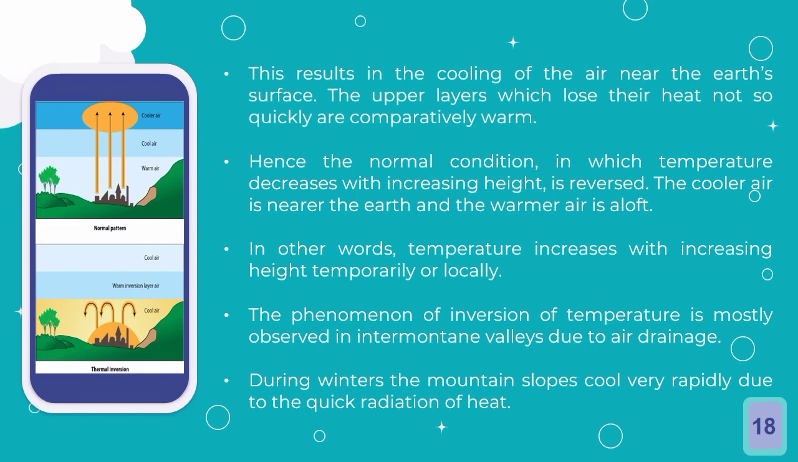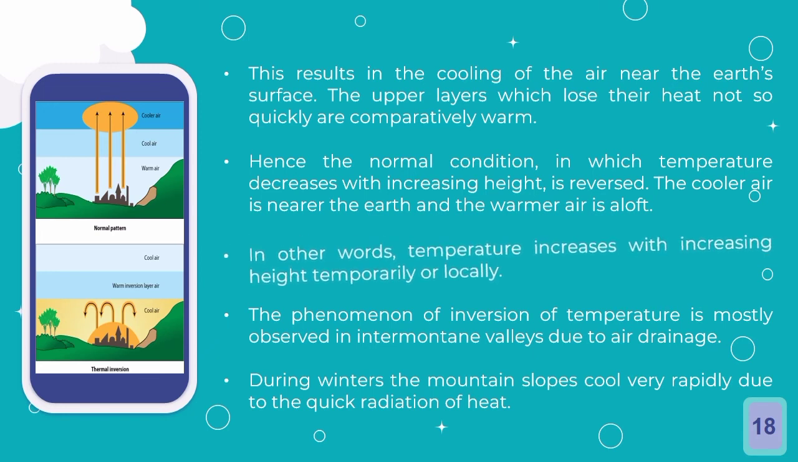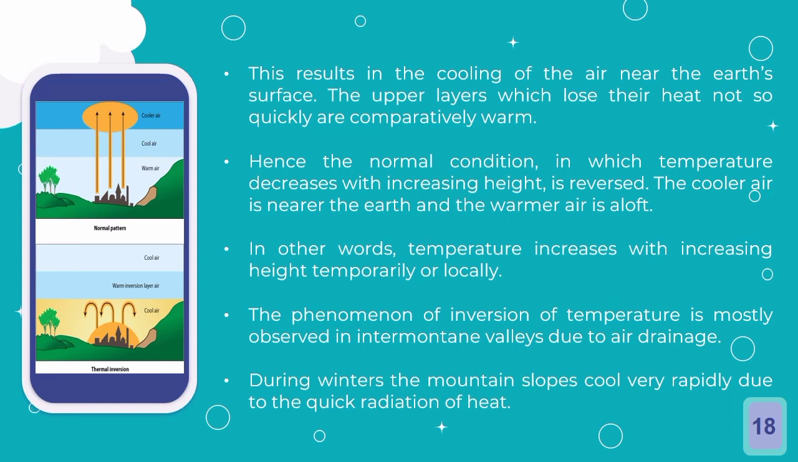The upper layers, which lose their heat not so quickly, are comparatively warm. Hence, the normal condition in which the temperature decreases with increasing height is reversed. The cooler air is nearer to the Earth and the warmer air is aloft. In other words, temperature increases with increasing height temporarily or locally. The phenomenon of inversion of temperature is mostly observed in intermontane valleys due to air drainage.